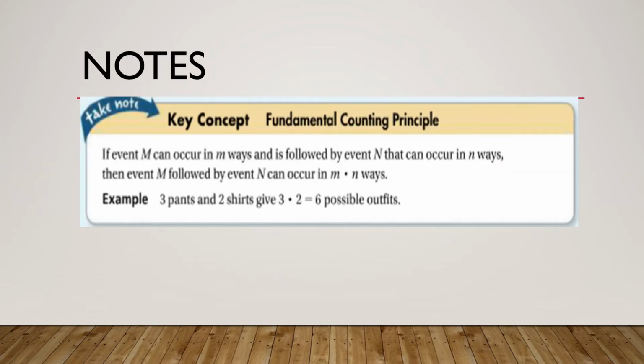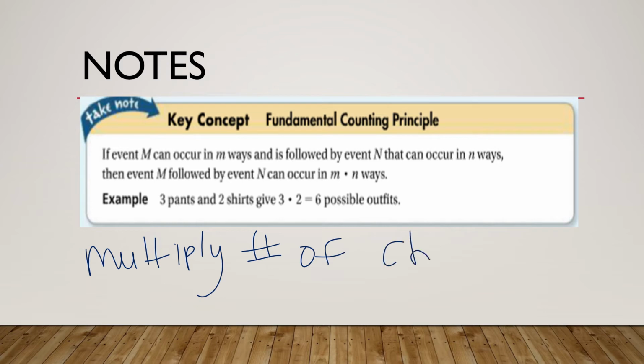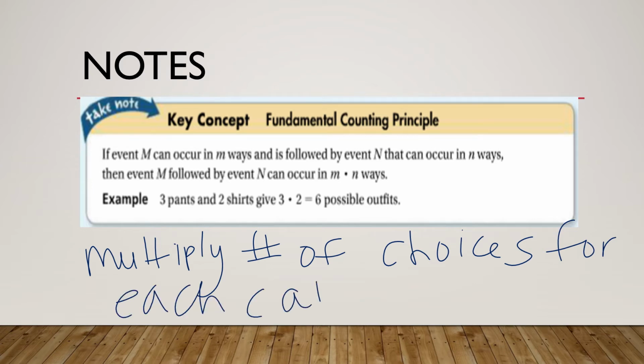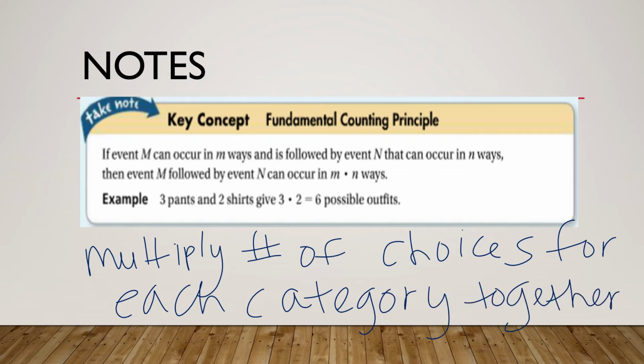Okay, basically, sorry that this is a little blurry, if event M can occur in M ways and it is followed by another event that can occur in another amount of ways, then you have M times N. So basically speaking, this would mean that we are going to multiply the number of choices for each category together. Okay, so get that written down. I'll give you a second here. Or you can pause the video too.